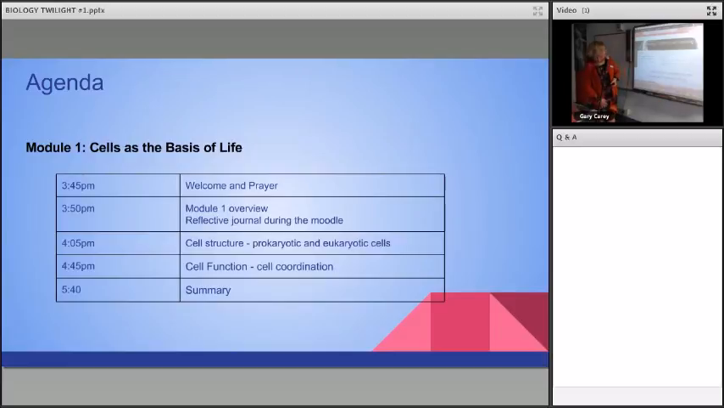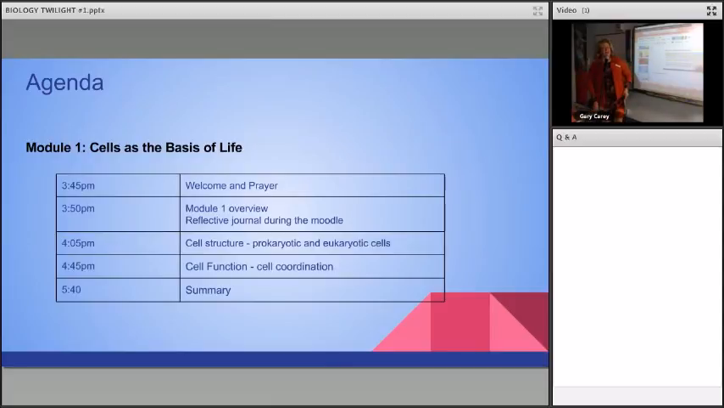Click on cell structure. We're going to look at systems biology, at prokaryotic and eukaryotic cells. On that first page, you can see the content focus, and at the bottom, the mind map. I'm going to give you a minute just to have a quick read through that before we go any further.